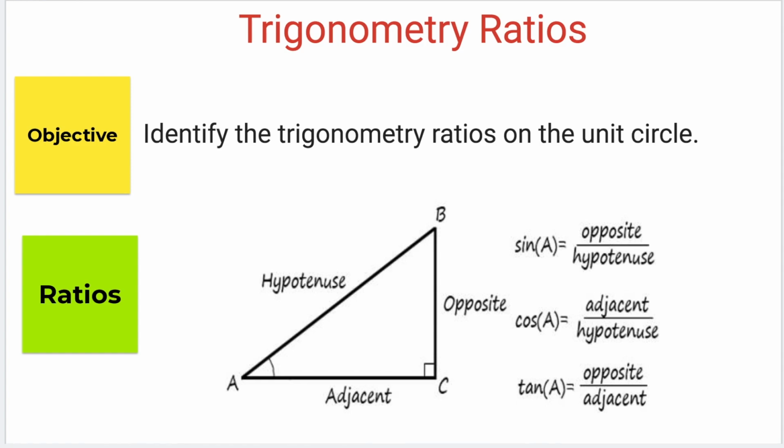So the three trigonometry ratios we're going to be using are sine, cosine, and tangent. We'll also be using just three angles: 30 degrees, 60 degrees, and 45 degrees. These are the most common angles that are used in trigonometry.